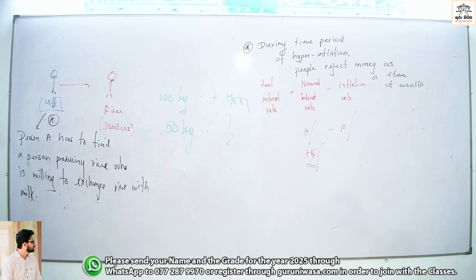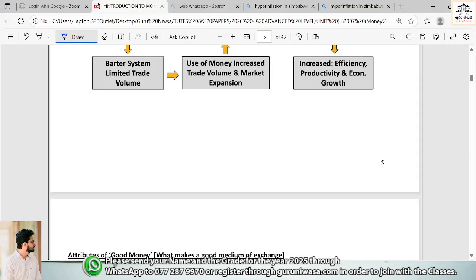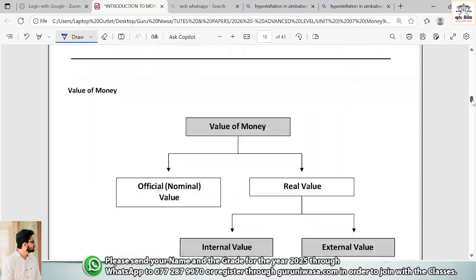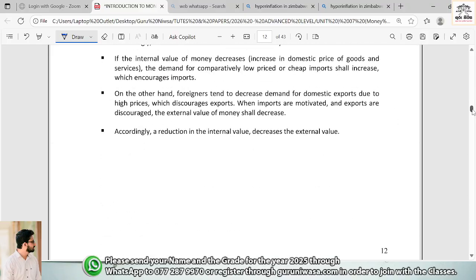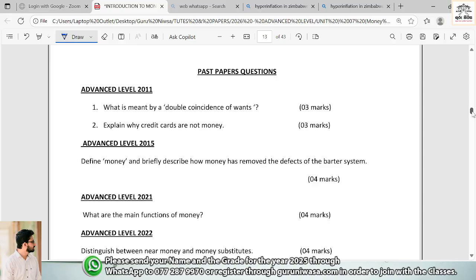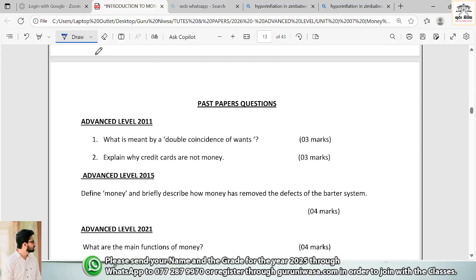Clear. Right. Let's do a question, kids. Go to the past paper, page number 13. Yes, page number 13, right? Okay, explain the first one, 2011 A level: what is meant by double coincidence of wants? Use an example. Then your answer will be very clear. Right? What is meant by a double coincidence of wants?